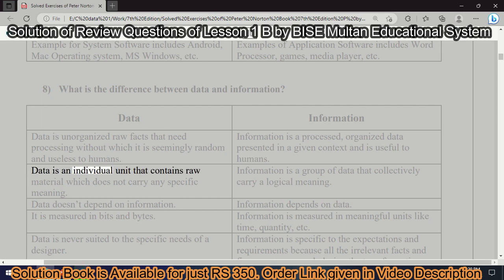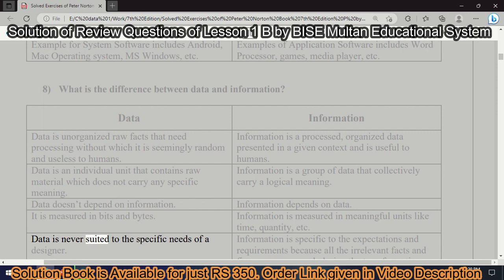Data is an individual unit that contains raw material, which does not carry any specific meaning. Information is a group of data that collectively carry a logical meaning. Data doesn't depend on information. Information depends on data. Data is measured in bits and bytes. Information is measured in meaningful units like time, quantity, etc.